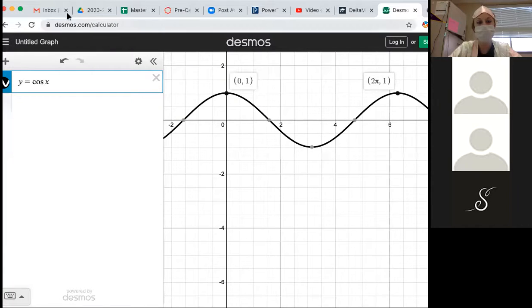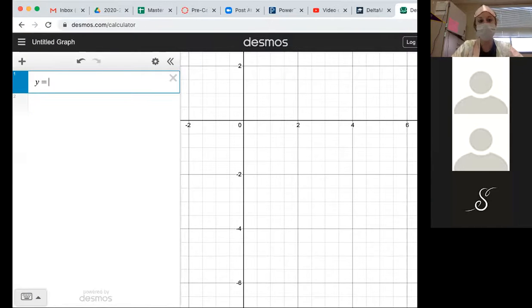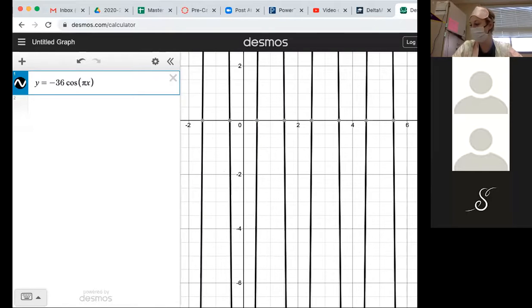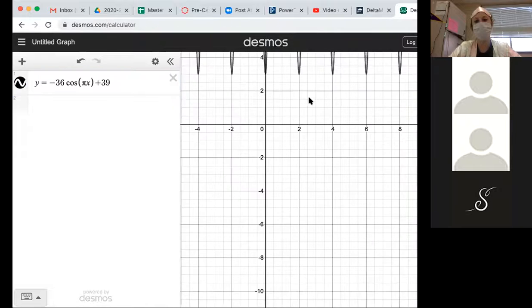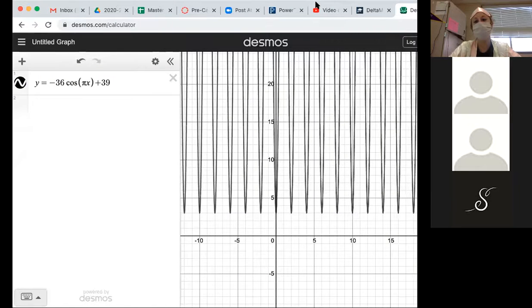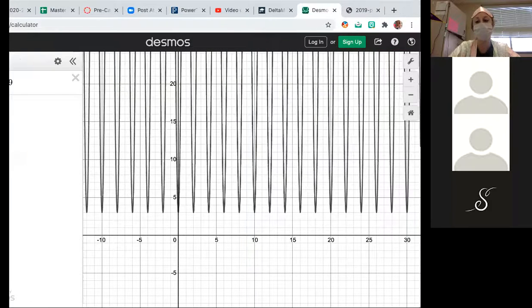You can still ask if your internet's lagging or something and you need to ask. All right, y equals -36 cosine of pi x plus 39. So I'm going to zoom out. Try to find our Ferris wheel. It goes up to 75 feet. I do want to show y'all this also because a lot of you talk about, I don't know why this is.